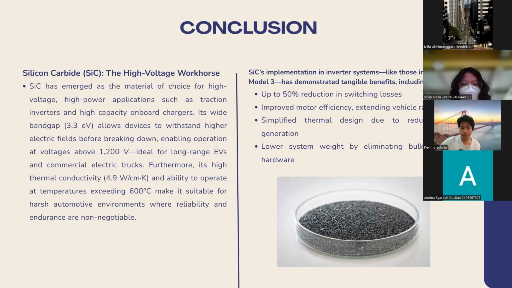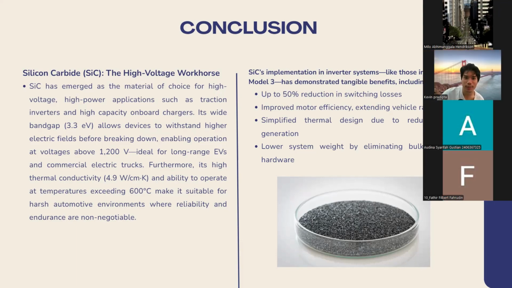Silicon carbide has become the top choice for high voltage, high power EV systems like traction inverters and large onboard chargers. Its wide bandgap lets it handle voltages of 1200 volts, perfect for long-range EVs and electric trucks. SiC also has higher thermal conductivity, and works above 600 C, making it reliable in demanding automotive conditions. SiC implementation in the inverter system of the Tesla Model 3 has brought up to 50% reduction in switching losses, improved motor efficiency, simplified thermal design, and lower system weight.